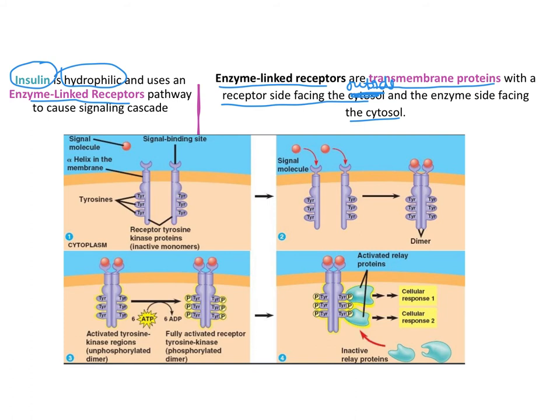Specifically for insulin, insulin binds to what is called a tyrosine kinase receptor. And here's how that pathway starts. So this right here would be insulin, the signal molecule. When insulin is not bound, the tyrosine kinase is a dimer, and the two dimeric pieces are not together. When insulin does bind, it causes the two dimers to come together.